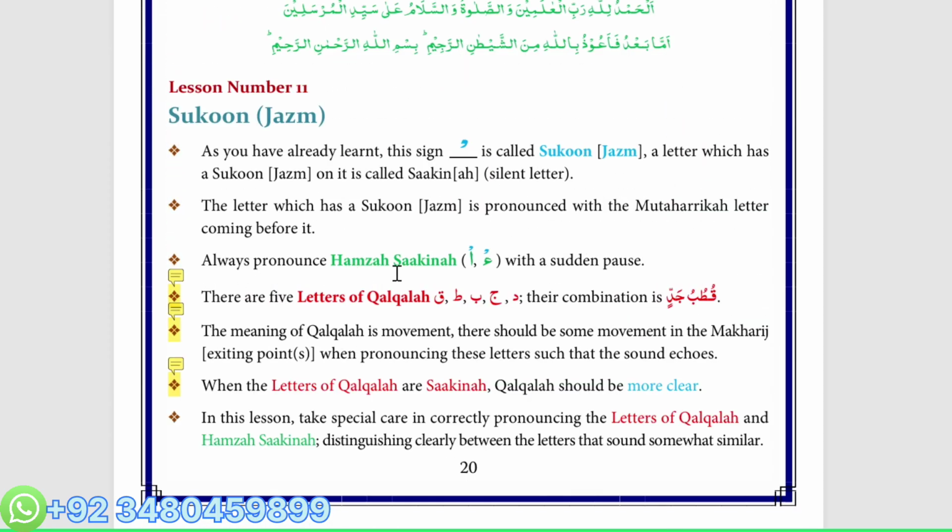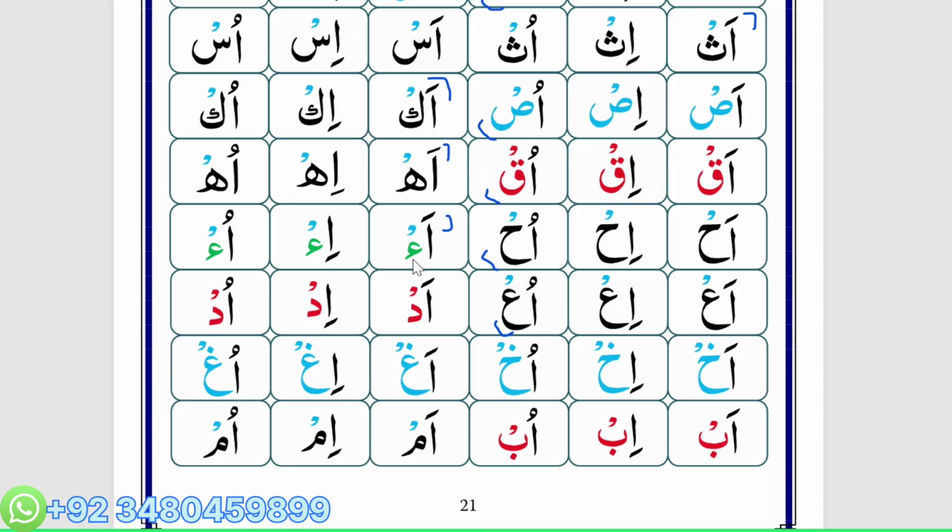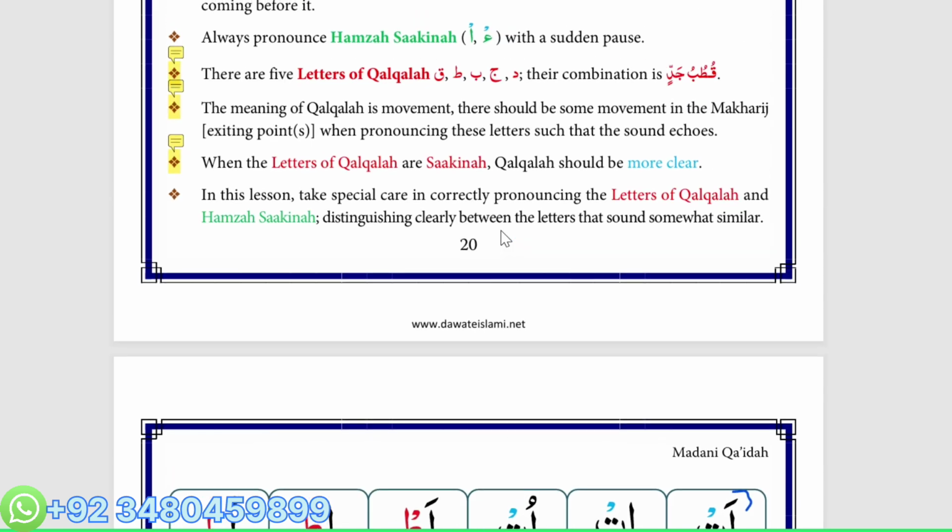Always pronounce hamza sakina with a sudden pause. For example, this is actually hamza sakina. How will you pronounce this hamza sakina? Always pronounce it with a sudden pause, like hamza, zabar, a in this way, sudden pause. Hamza, zer, I in this way, sudden pause. Hamza, pesh, o, a, I, o in this way with a sudden pause. Okay.